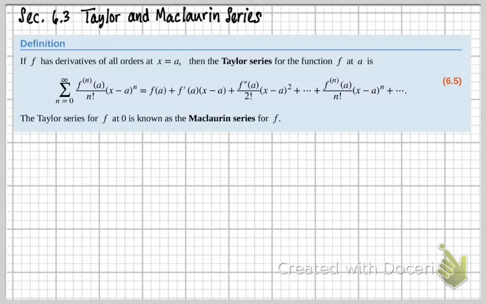Section 6.3, Taylor and Maclaurin series. Now, the definition here says if f has a derivative of all orders at x equals a, then the Taylor series for the function f at a is what we see down here. I'm not going to say all that, but there it is. And it says the Taylor series for f at 0 is known as the Maclaurin series. So the Maclaurin series is just the Taylor series centered at 0.